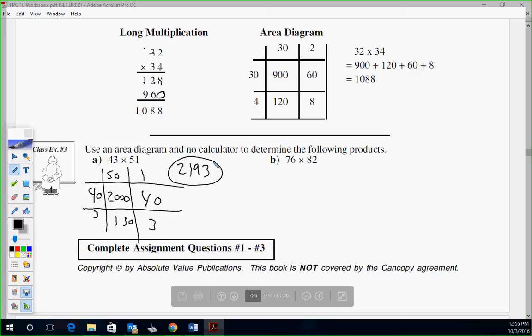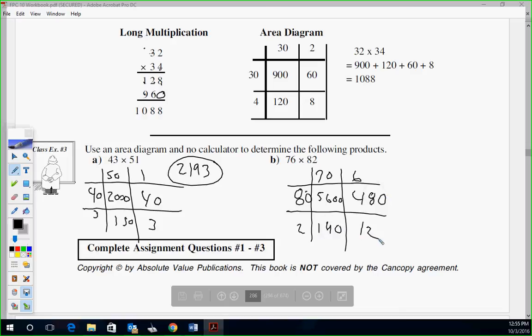Okay, I'll get this one drawn up here. So it breaks into a 70 and a 6, an 80 and a 2. 70 times 80 is 5,600. 80 times 6 is 480. 70 times 2 is 140. 6 times 2 is 12.